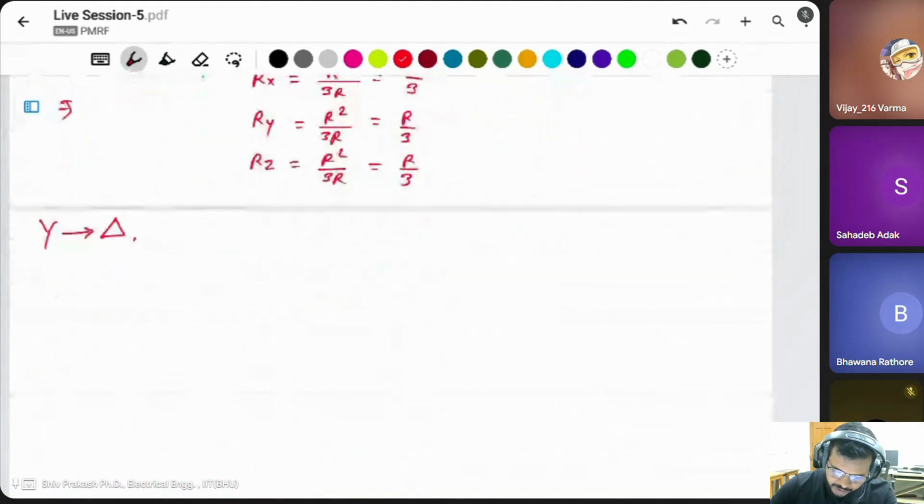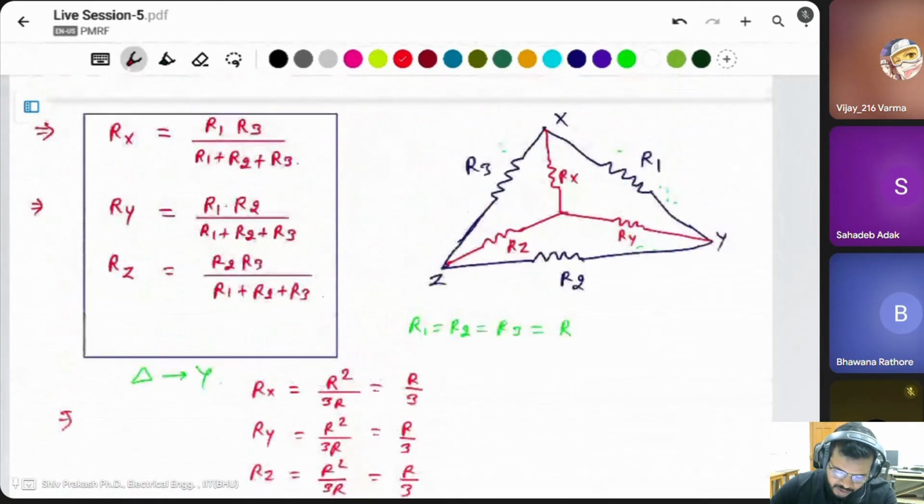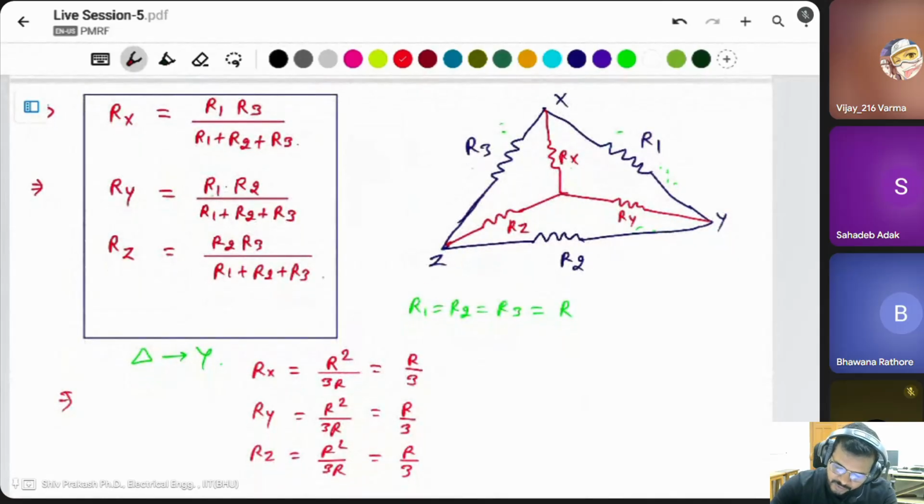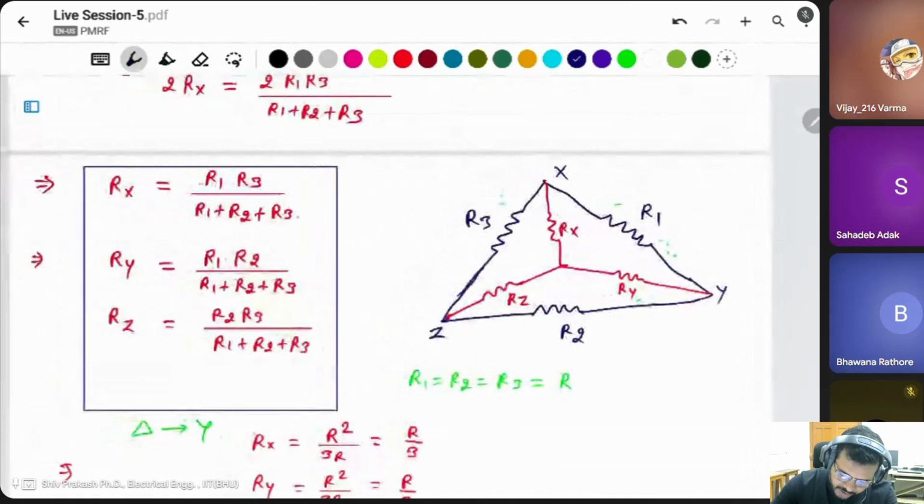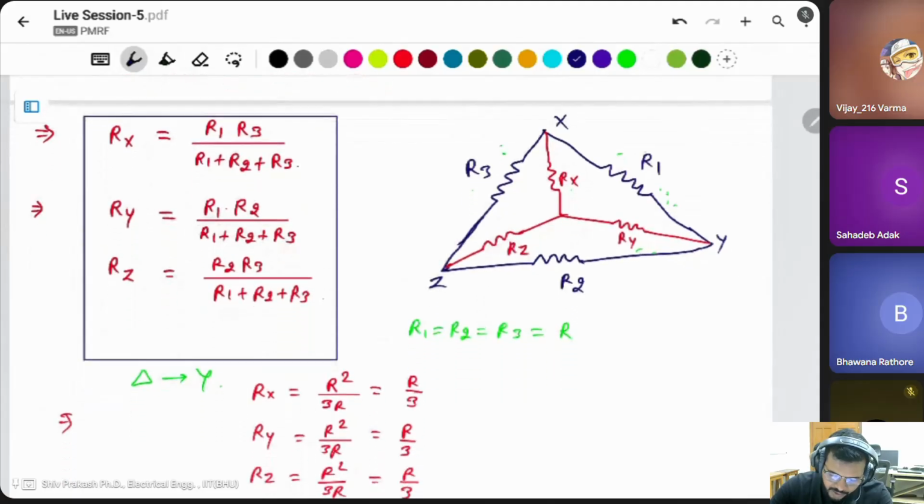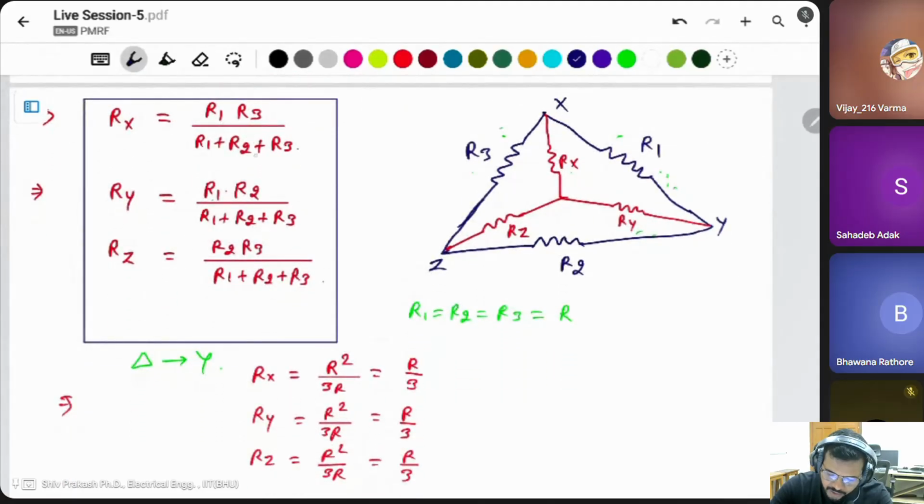Find the star to delta conversion. Start from here: multiplication of these two, Rx Ry plus Ry Rz plus Rz Rx. Multiply these two, then like that. We multiply Rx into Ry, that means R1 square R2 R3 divided by (R1 + R2 + R3) whole square.